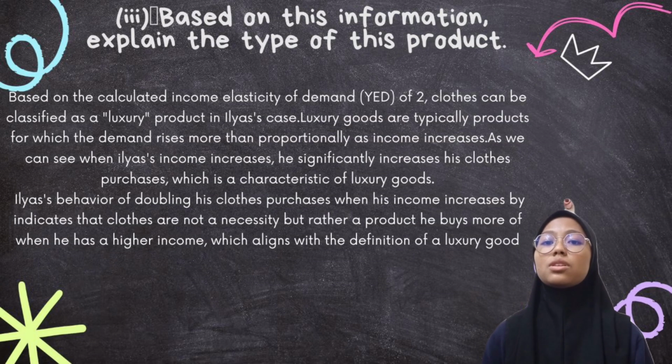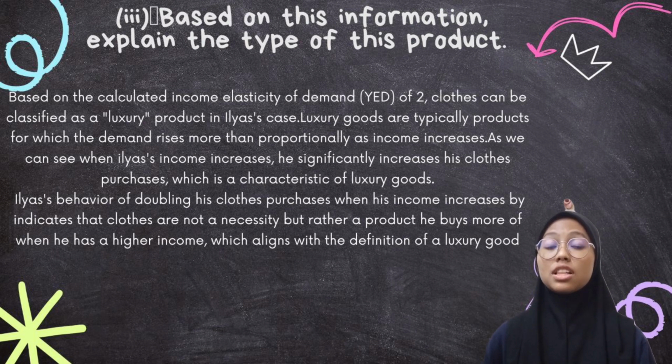For the last question, based on this information, explain the type of this product. Okay, so based on the calculated income elasticity of demand of 2, clothes can be classified as a luxury product in Ilya's case. Luxury goods are typically products for which the demand rises more than proportionally as income increases.